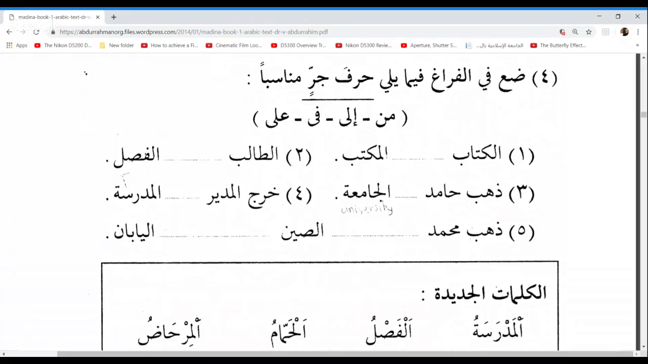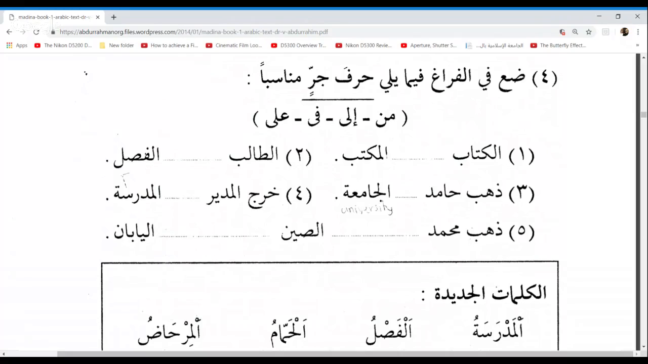خرج المدير من المدرسة. Yes, good. Meaning? The teacher exited the school? Yes, exactly. So the teacher went out or exited from the school. خرج المدير من المدرسة. Very good. Go ahead, Yusuf. Next one.